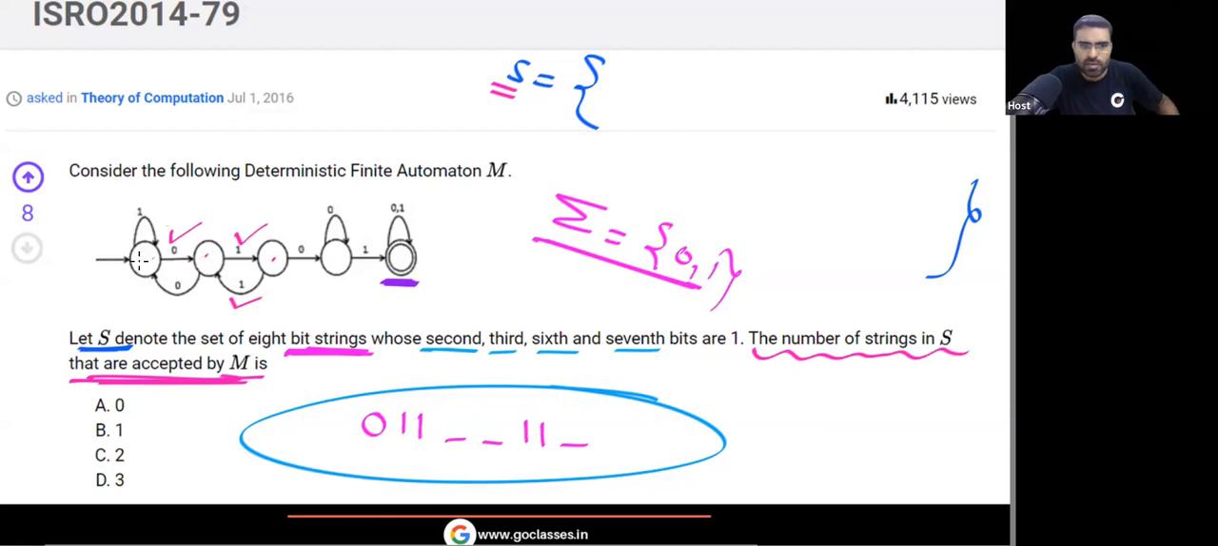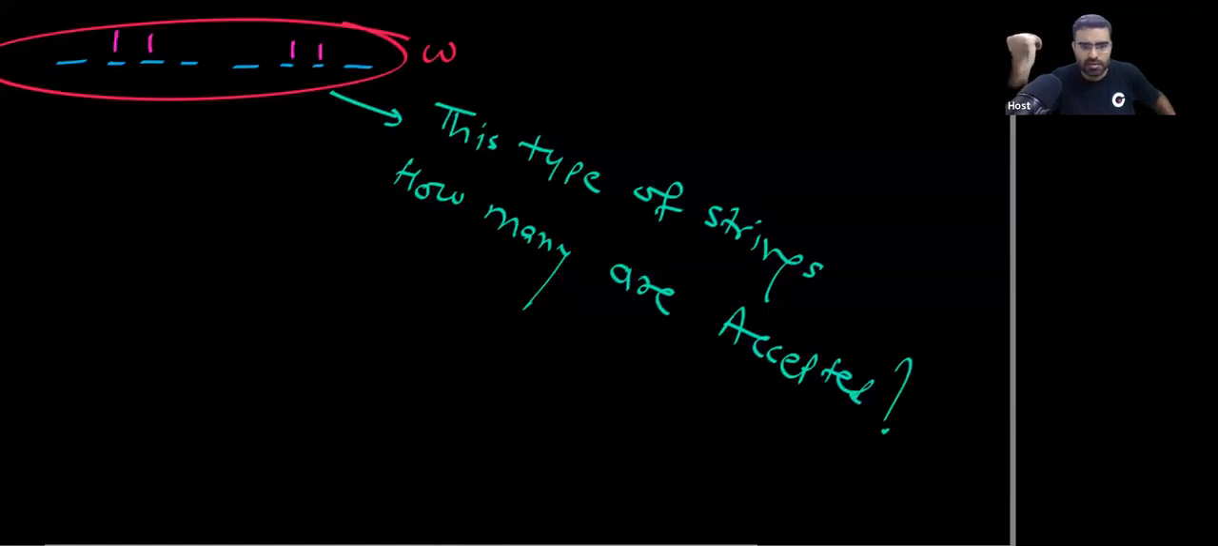Yes or no? So let me call the states, for example, A, B, C, D, E. So you are in the state B. When you see this symbol, at this point you are in the state B. Remember, you are in the state B when you see this. So 0, 1, 1. At this point, you are in state B.